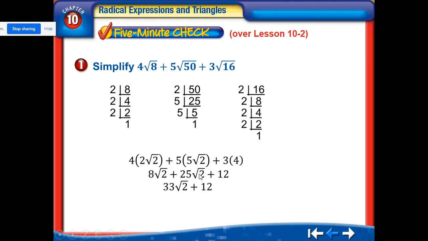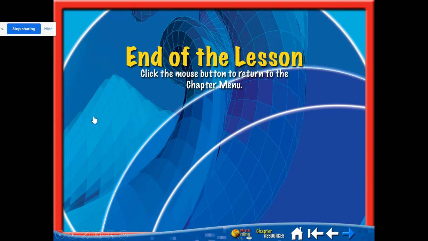Now, the root 2's can go together and give me 33 root 2. But this 12 has no square root. So we just leave it like this. We cannot go ahead and simplify this any further because we can't add something without a square root with, it's like trying to add a number with a variable. It just doesn't work. All right. And that's what I have for you today.